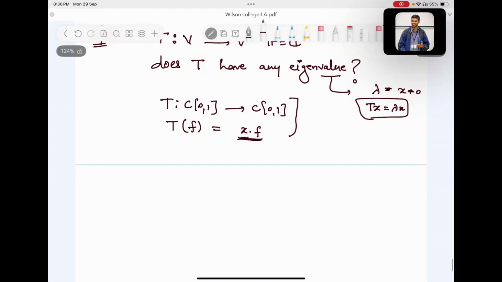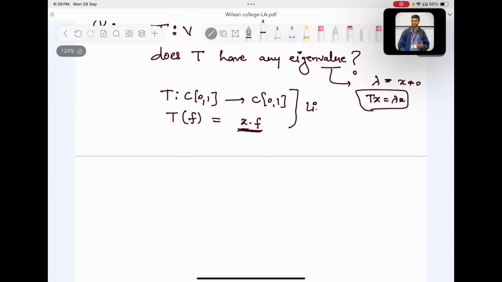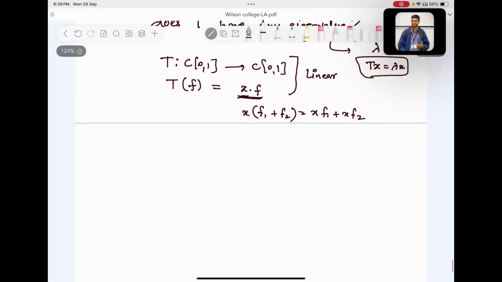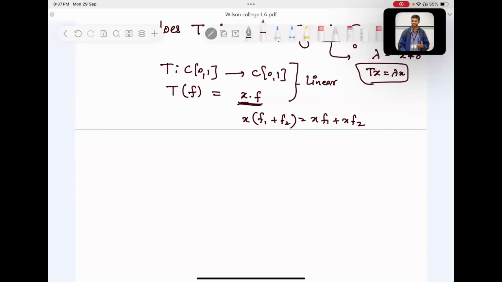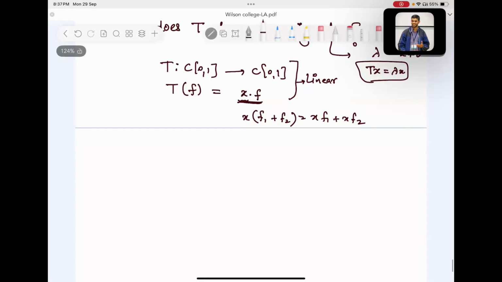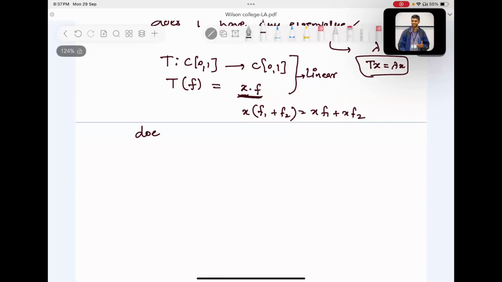You can check that this is linear also, because if you take f1 plus f2 and multiply by x, you will get x f1 plus x f2. Similarly, you can manage the scalar multiplication. So this is linear. Now the question is, does T have any eigenvalue?